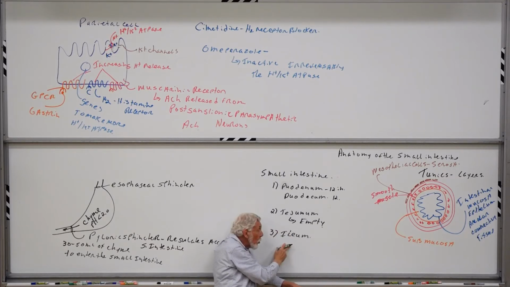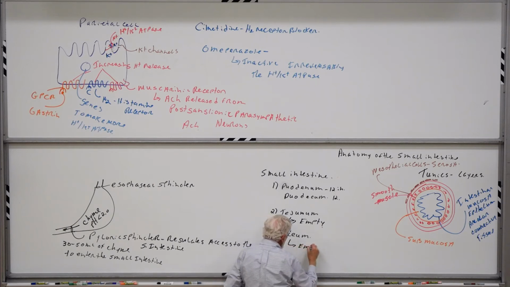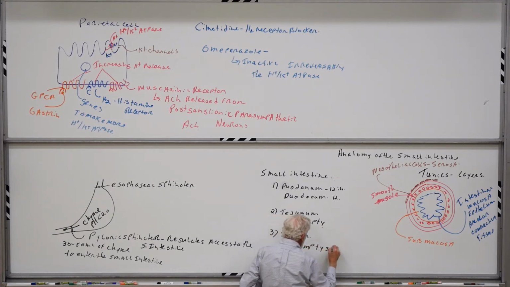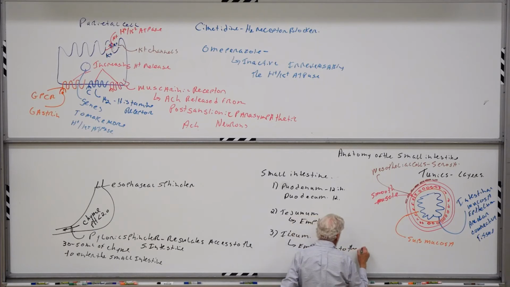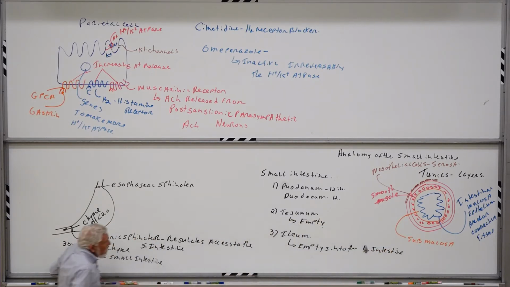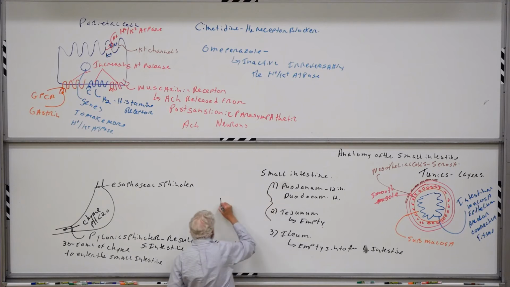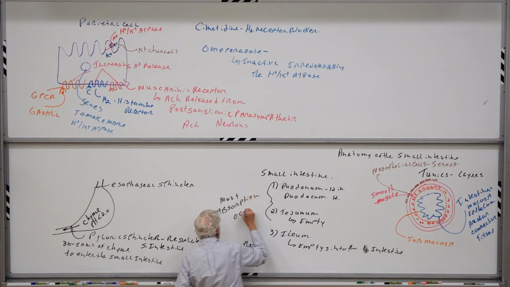And the ileum is the third section, and it then empties into the large intestine. So those are the major regions, and we're really going to be focusing on these two. This is where most absorption occurs.